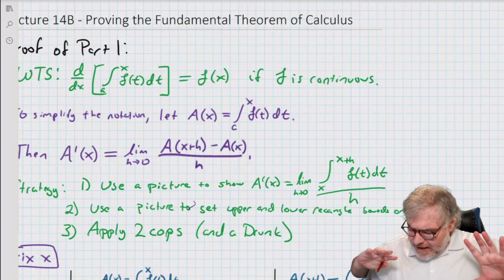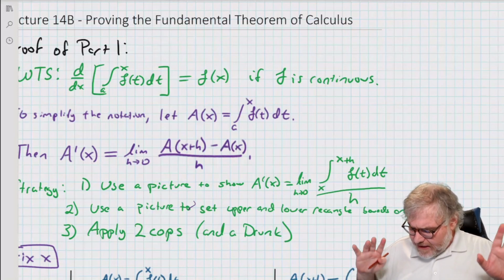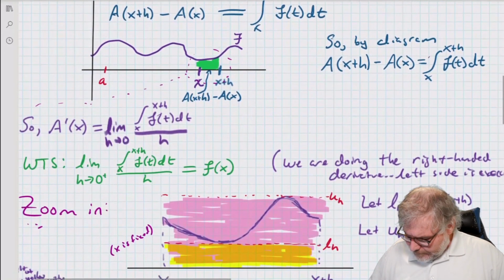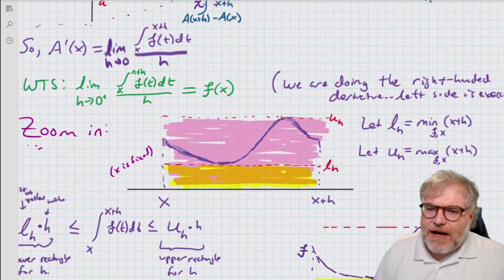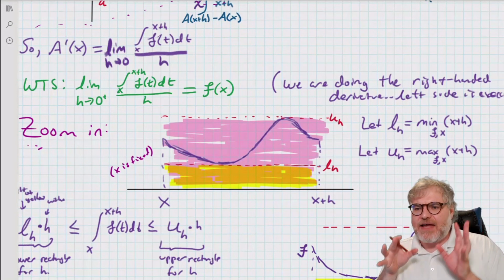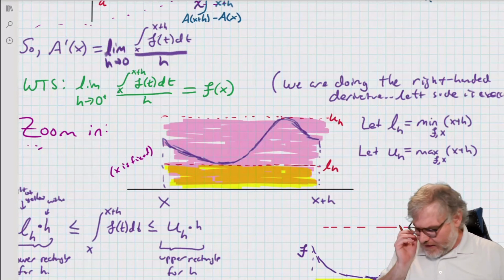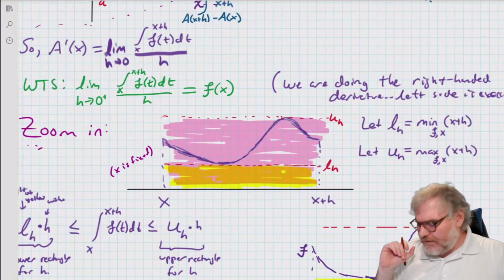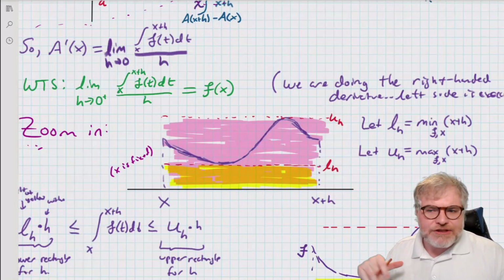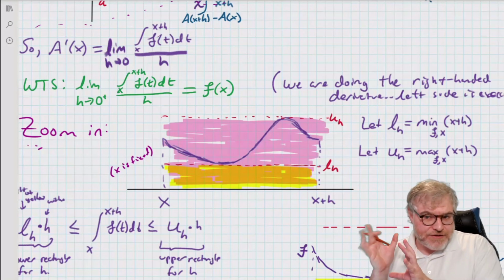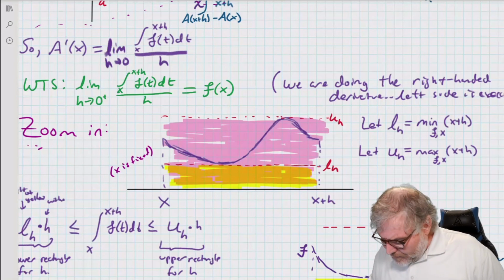Now what I'm going to do is use a picture to get upper and lower rectangle bounds on this. Okay, so first thing I'm going to do, I'm going to do the right-hand side here. I'll talk about the left-hand side at the bottom of it. But for right now, we're just going to deal with h being greater than zero. So we're dealing with the right derivative. Okay, for the left-handed derivative, there's a small change you have to make, and I'll show you what that is. And then I'm going to ask you as an exercise to redo the proof with the left-handed derivative and all the pictures that are associated with that. But let's see about the right-hand derivative.